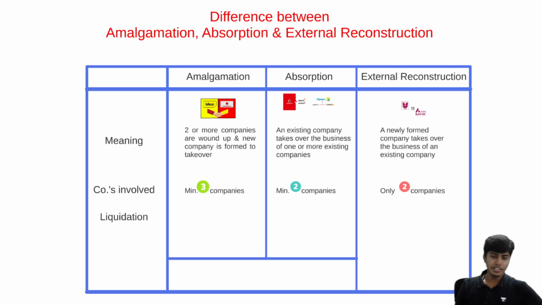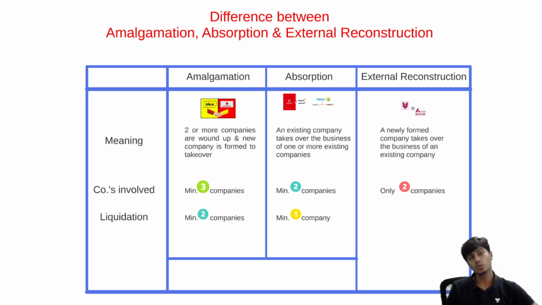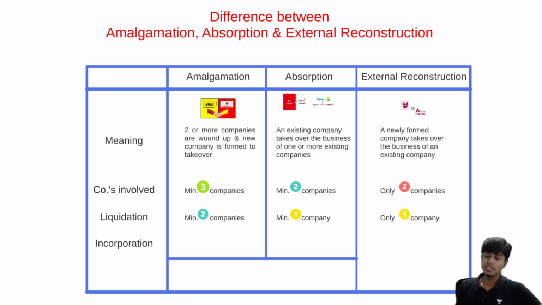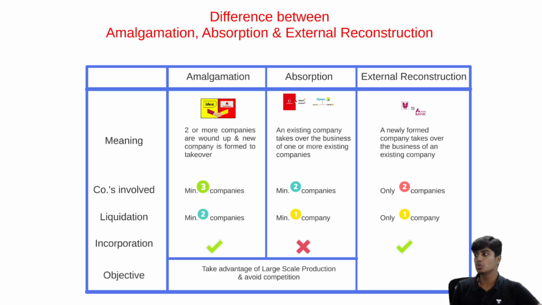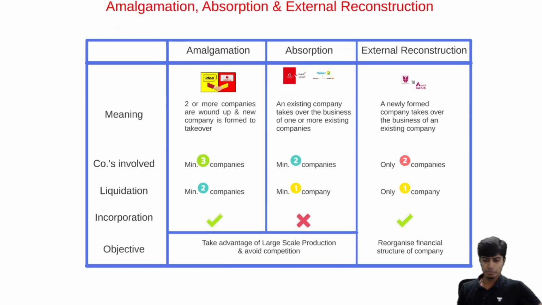And liquidation: minimum 2 companies are liquidated in amalgamation, one company is liquidated in absorption, and only one company is liquidated in external reconstruction. Incorporation is there in the case of amalgamation and external reconstruction, but not in the case of absorption. The objective of amalgamation or absorption is to do business on a large scale and avoid competition. However, external reconstruction is financial restructuring of the company.